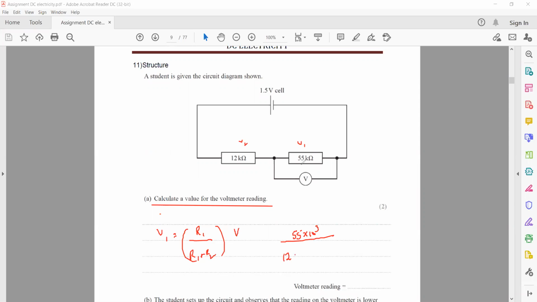12 kilo ohm and 55 kilo ohm, so 55 into 10 to the power 3 plus 12 into 10 to the power 3, into the combined voltage. The combined voltage is 1.5. So this will give us the value of the V1 reading on the voltmeter. So that will come out as 1.23.